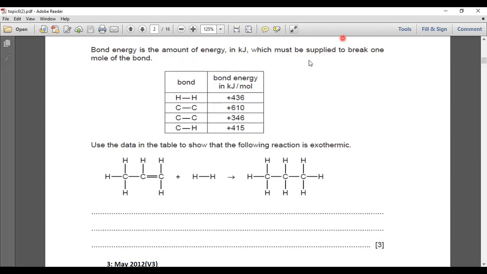In this question, look, the first step I have to do: Delta H equals energy in minus energy out. Is it okay for everyone?